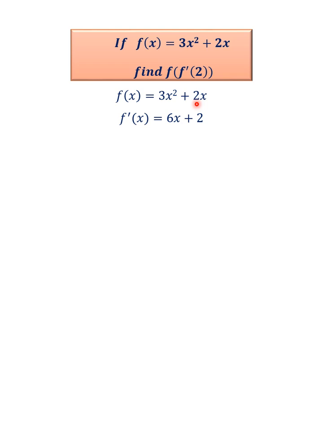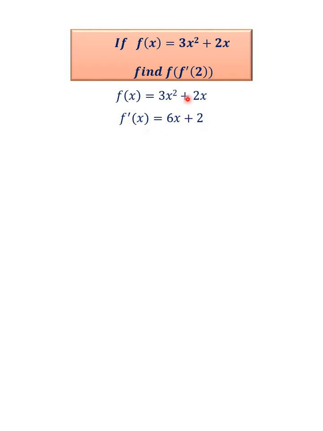If you differentiate 2x, you are going to obtain 2. If you differentiate an unknown with a coefficient, you are just going to obtain the coefficient. You just take away the variable. So the derivative of 3x squared plus 2x is 6x plus 2. That is the first derivative.